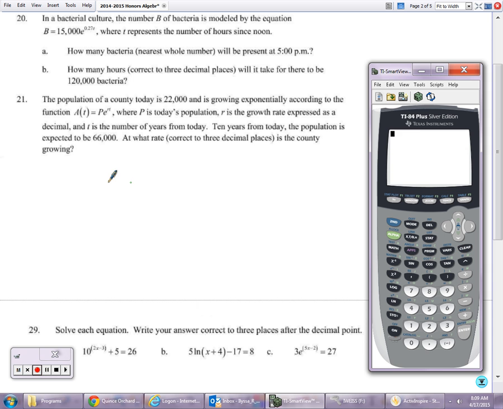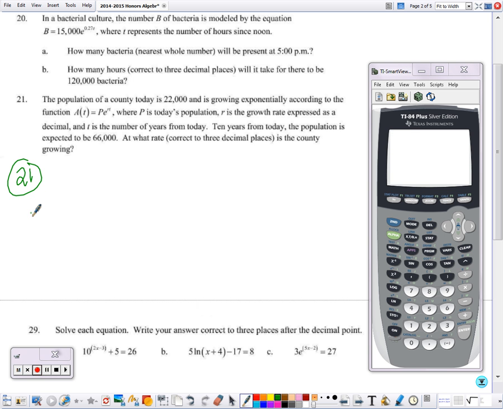Okay, and for 21, ten years from today is going to be 66,000. Oh, and today it is 22,000. We have to find the rate. Okay, so we're going to start by dividing by 22,000.